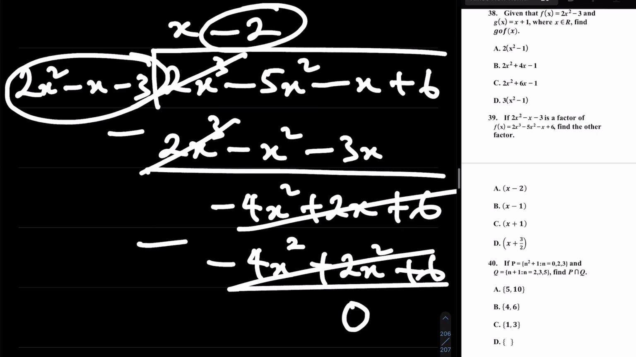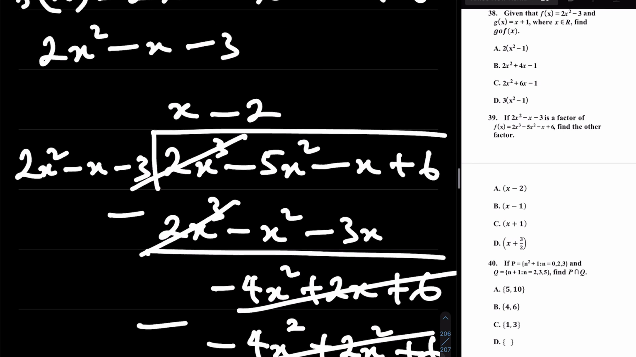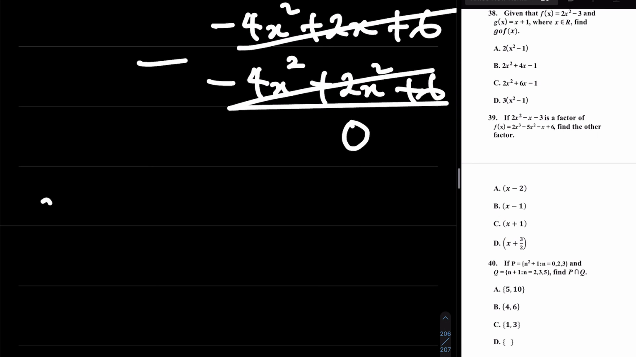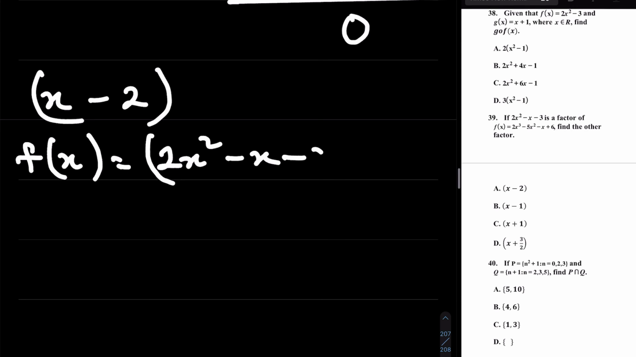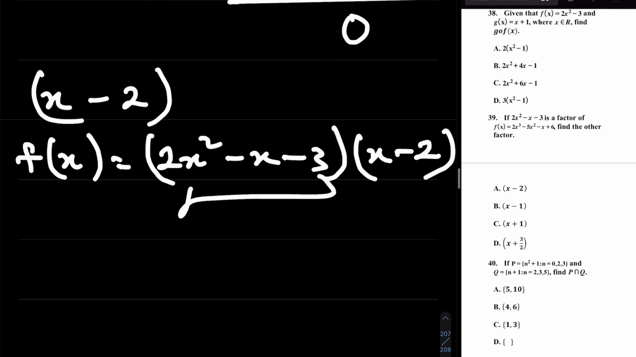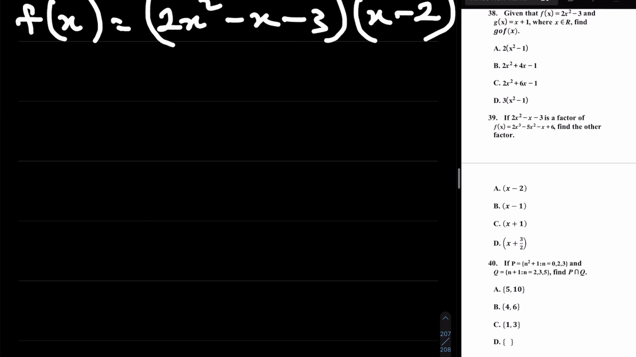That will be 0. And that shows that 2x squared minus x minus 3 is actually a factor of f of x. So that means the other factor is x minus 2. The other factor is therefore x minus 2. What this simply means is that f of x is the same as 2x squared minus x minus 3 times x minus 2. This one has 2 factors in it. So the other factor is x minus 2, and the correct option is A.